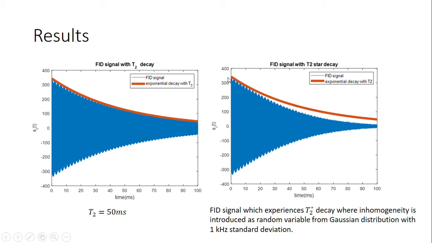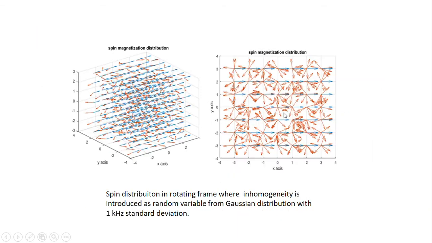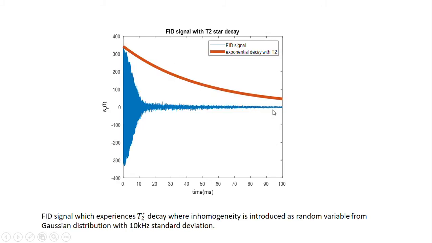And this new time constant is smaller than T2, which corresponds to T2 star. And this is the resulting spin magnetization distribution. As you see, the red magnetization vectors all have different phases due to the random distribution. Also, I use a stronger inhomogeneity from a Gaussian random variable with 10 kHz standard deviation. As you see, the decay becomes faster. T2 star becomes smaller.